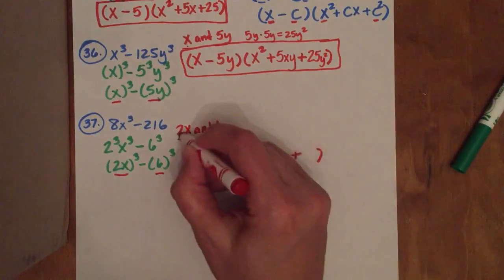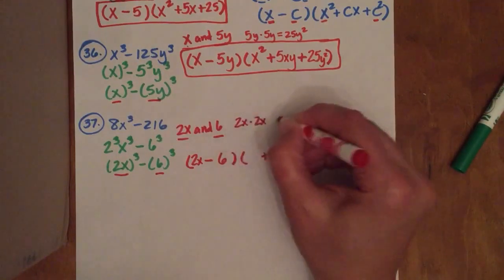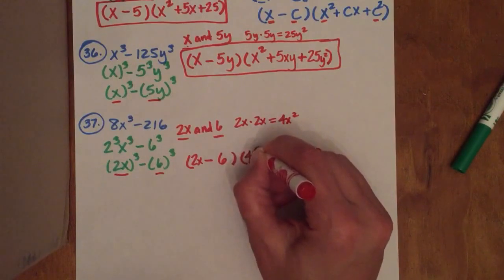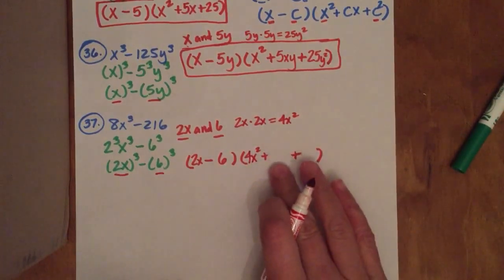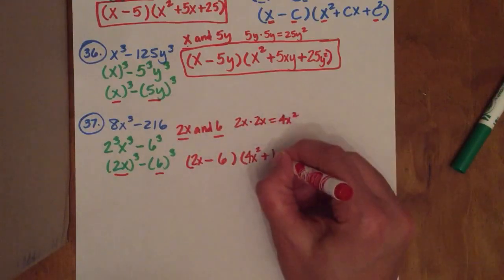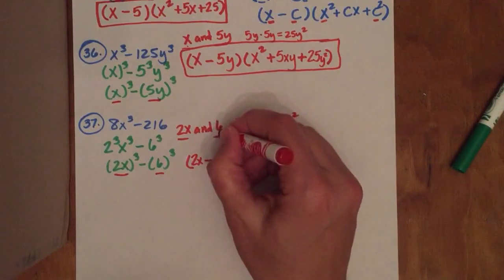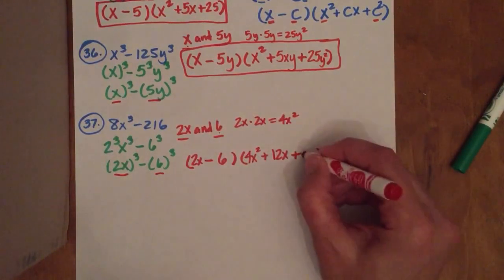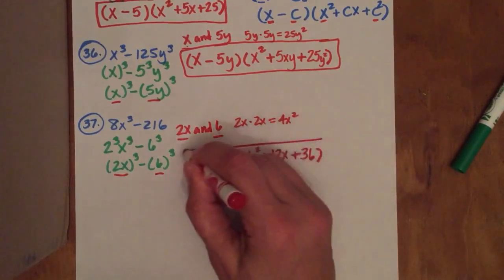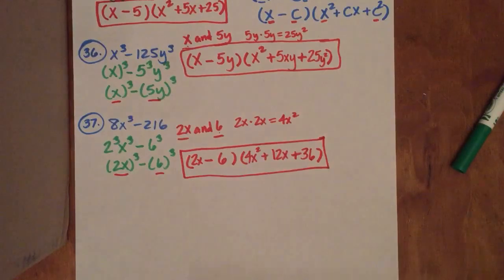This term is going to be my first base squared. So if I square 2x, that's 2x times 2x, which is 4x squared. So this is 4x squared. The center term is just the product of my two bases. So 2x times 6 is 12x. And the last term is my second base squared, which is 6. So 6 squared is 36. And you are done. So that is how we factor a difference of cubes.